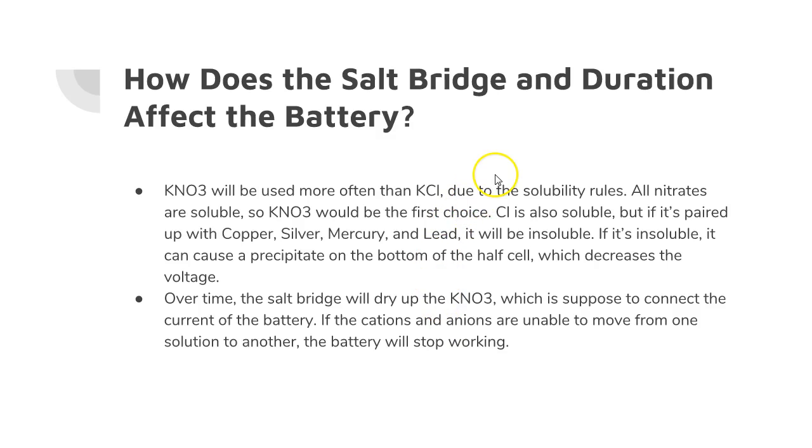How does the salt bridge and duration affect the battery? Well, potassium nitrate will be used more often than potassium chloride due to the solubility rules. All nitrates are soluble, so potassium nitrate would be the first choice. And even though chlorine is also soluble, if it's paired up with copper, silver, mercury, and lead, it will be considered insoluble. And if it's insoluble, it can cause a precipitate on the bottom of the half cell, which decreases the voltage. So if one of your elements were one of these four, and due to single replacement, if it was paired up with chlorine, you would get that precipitate.